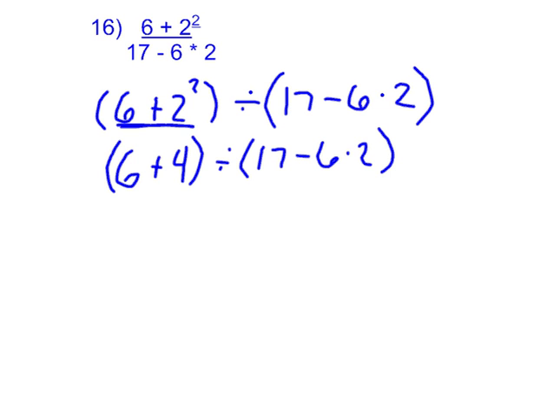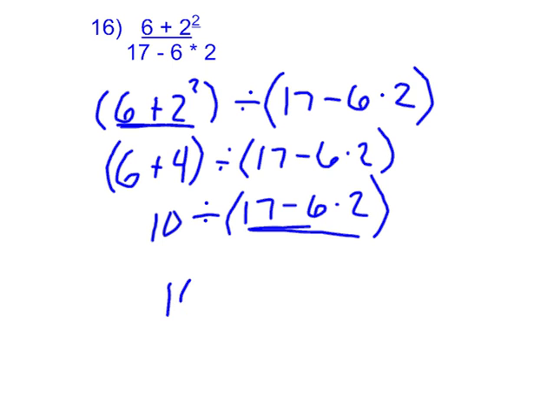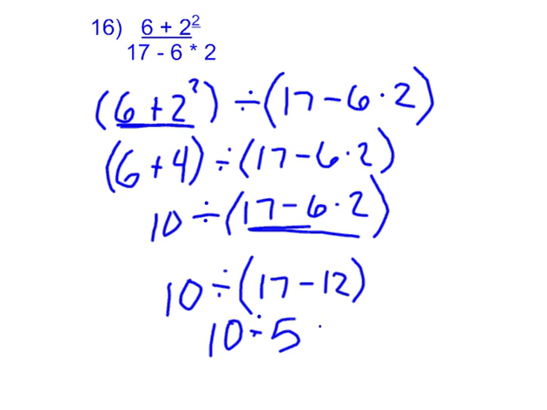This is in parentheses, divided by, and then this remains the same, 17 minus 6 times 2. And let's solve this so we can get rid of the parentheses. This becomes 10 divided by, parentheses, 17 minus 6 times 2, parentheses. And now we're looking at this parentheses. What do we have to do first within here? We have to multiply. So this becomes 10 divided by, parentheses, 17 minus 12, parentheses. Then we have to solve this parentheses. And we have 17 minus 12, which is 5. 10 divided by 5, which is 2.